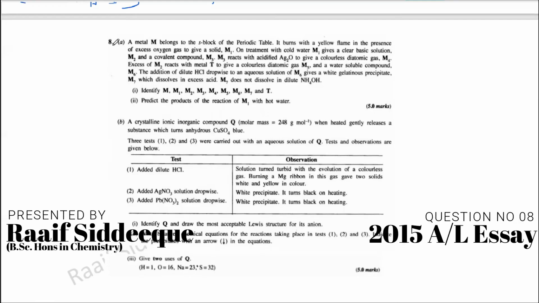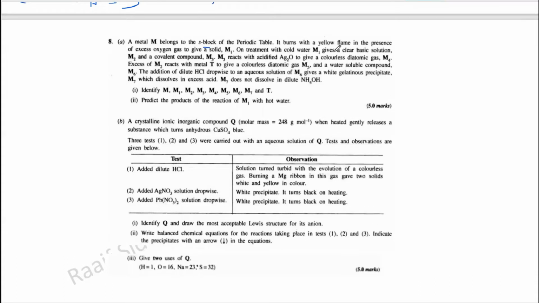Question number 8. A metal M belongs to the s-block, and it burns with a yellow flame. Normally, in the flame test, that is sodium. In the presence of excess oxygen, it gives a solid M1.